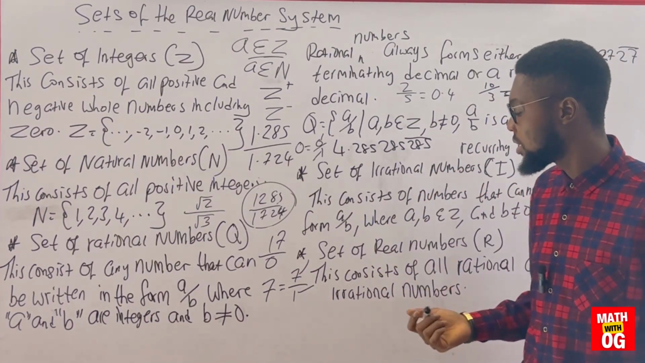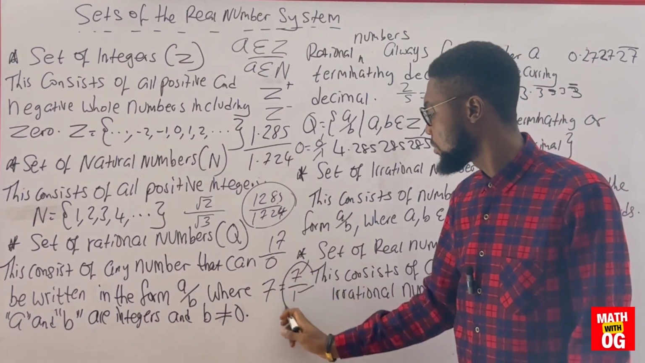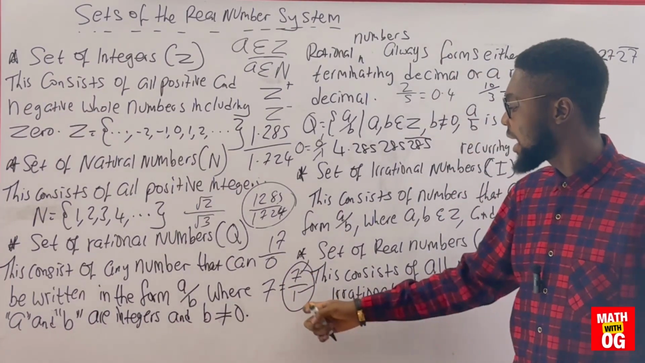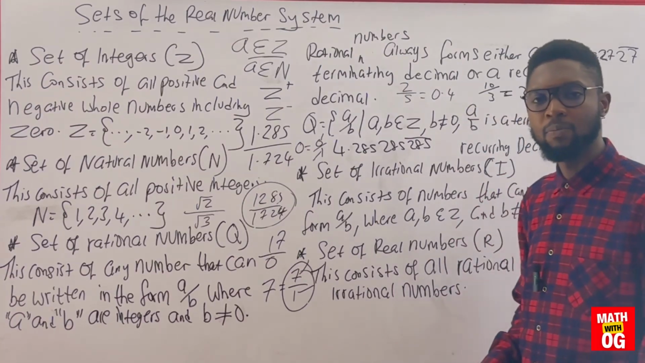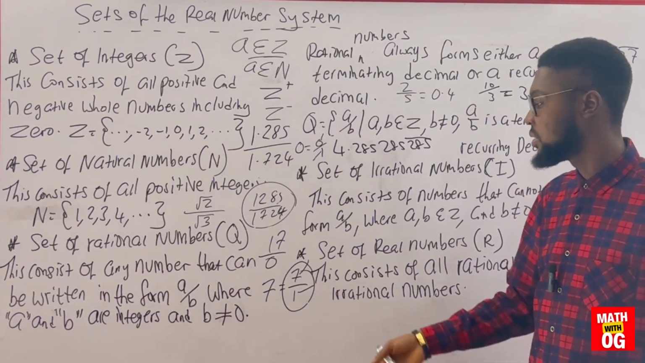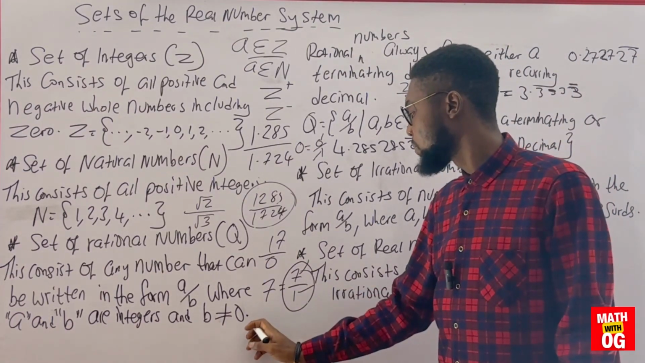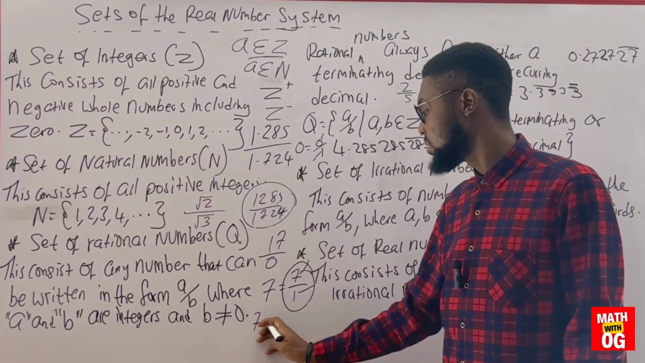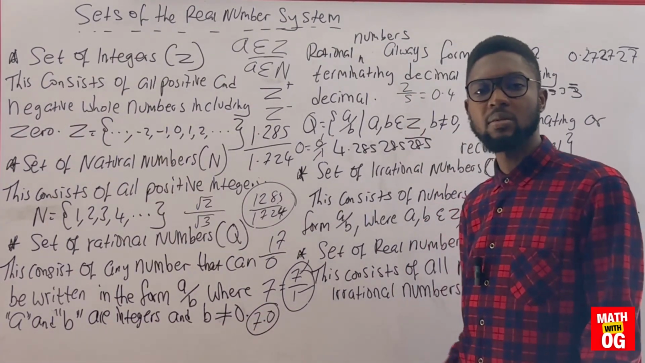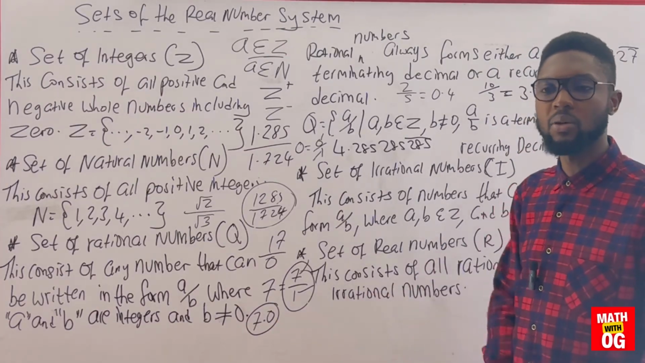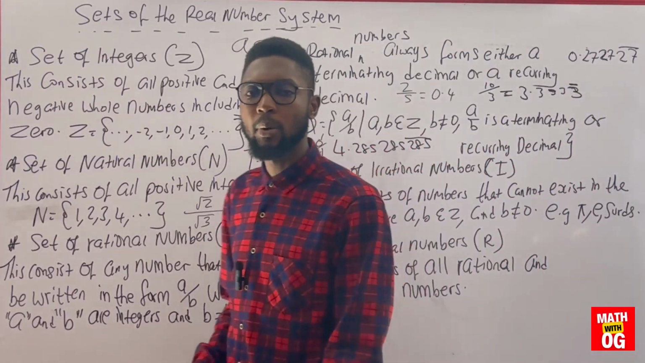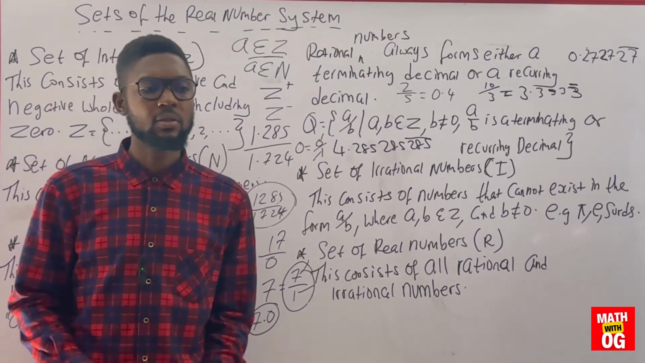Now you will ask yourself that, okay, we know that it can exist in this form 7 over 1. Now, how can this guy form a terminating decimal or a recurring decimal? Very easy. 7 over 1 or 7 is the same thing as 7.0. This is a terminating decimal. It terminated 7.0. So you can see that all whole numbers are rational numbers.